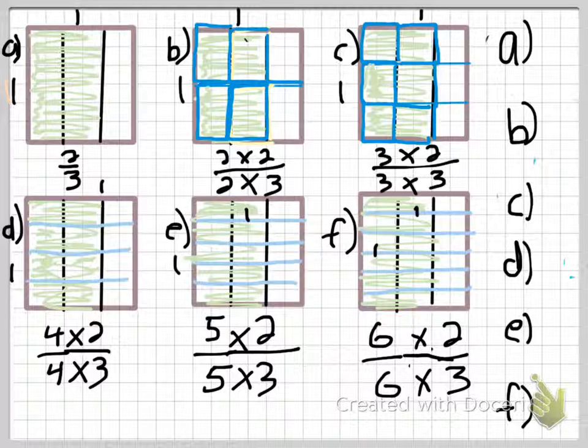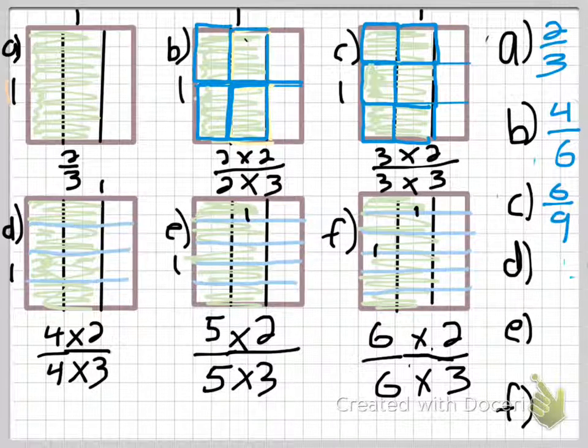Let's just put the results right here. So A is clearly 2 over 3. B is 2 times 2 is 4 over 2 times 3 is 6. In figure C, we have 6 over 9. In D, we have 8 over 12. In figure E, we have 10 over 15. And in figure F, we have 12 over 18.